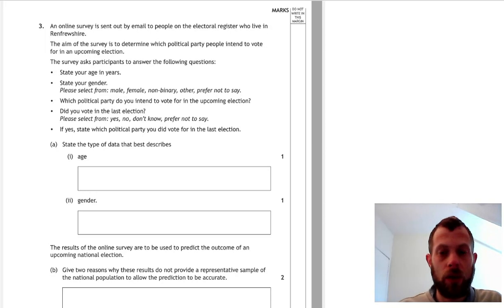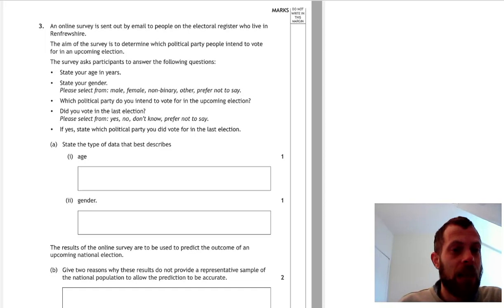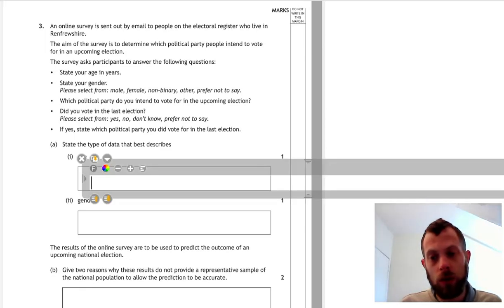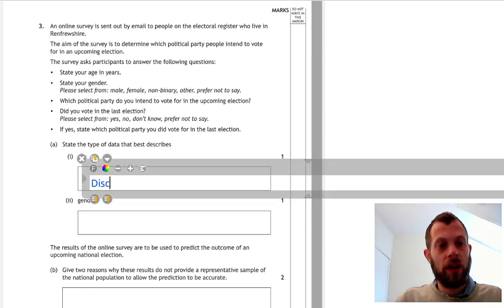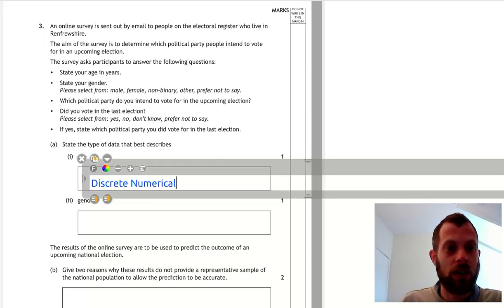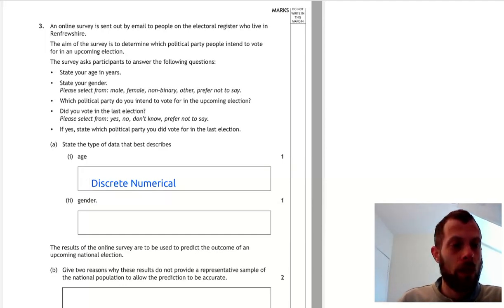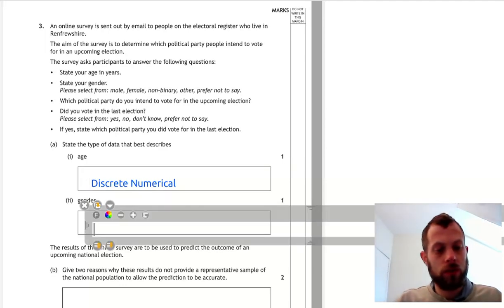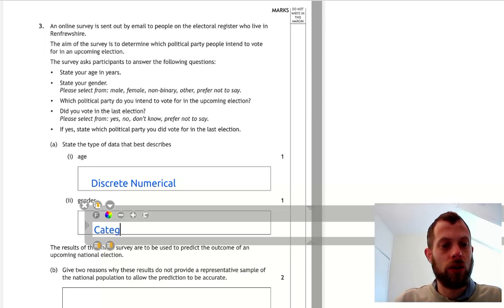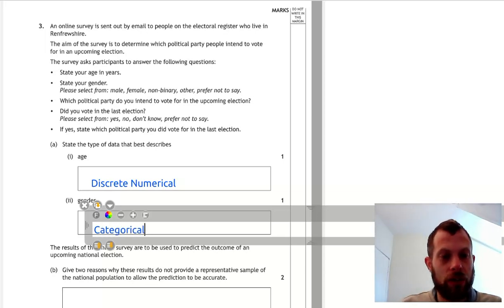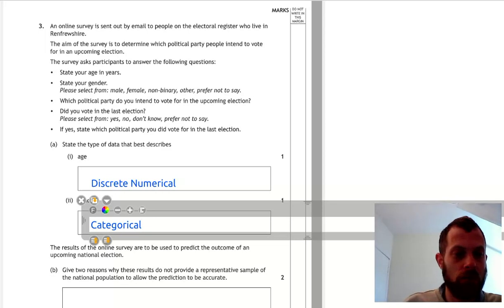Next question, we're going to look at some statistics. So it's asking you for the type of data. So you have 3 possible answers: discrete numerical, continuous numerical, or categorical. Now age would be recorded as discrete numerical because they would be whole numbers: 6, 7, 8, 9, 10, 11, 12. Gender is categorical, and it tells you in the question the categories: male, female, non-binary, etc.